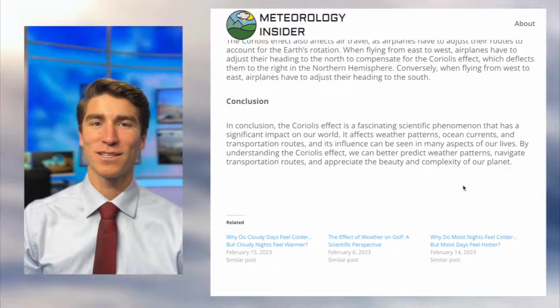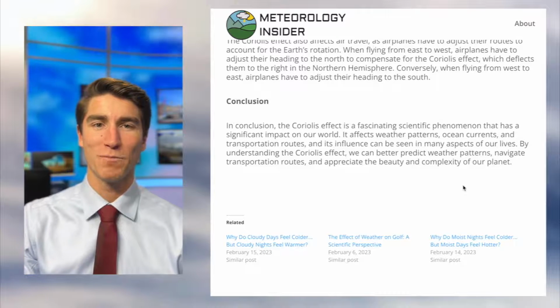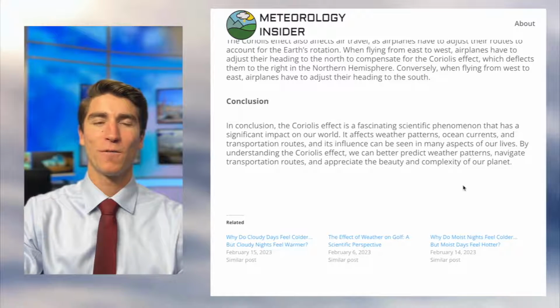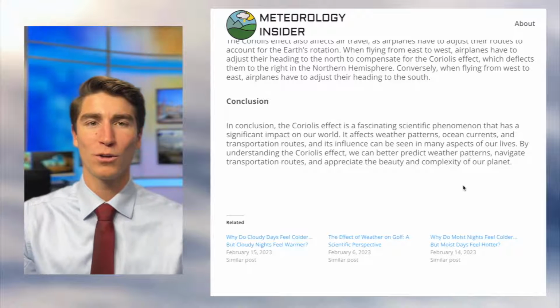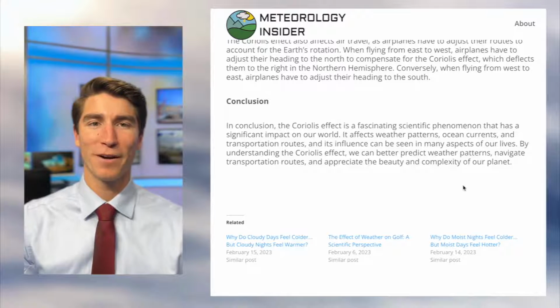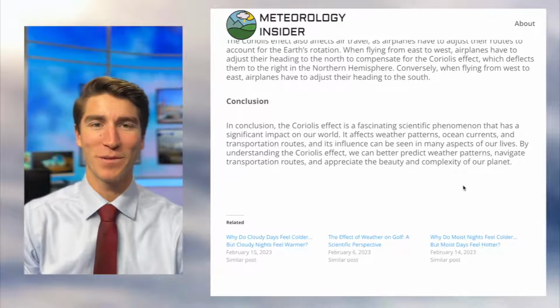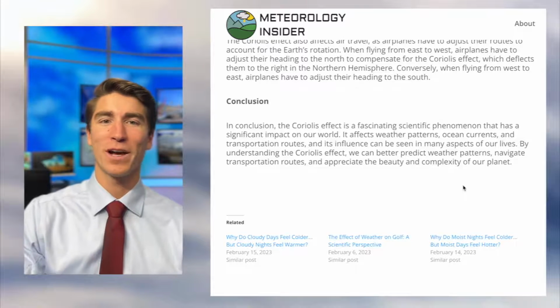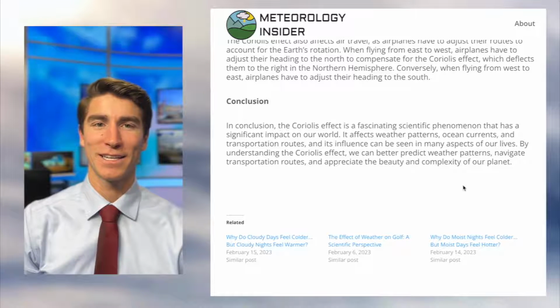And I imagine the same is true for long-range missiles or anything that happens over a very large area. Not so much as small as a toilet, but things like flying all the way across the country, you do have to take this into account.